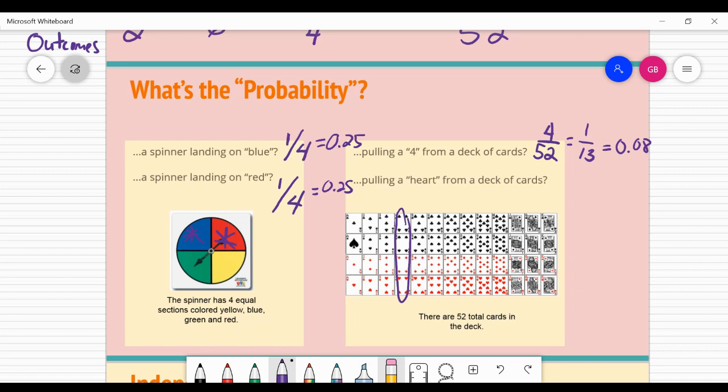The probability of pulling a heart. Well, all these cards down here are hearts. That's 13 out of the 52. And then it simplifies to 1 out of 4, which is 0.25.